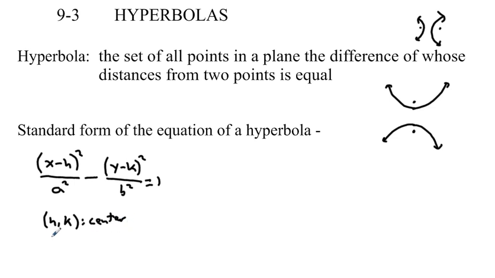Like we saw with an ellipse, a will tell you the stretch in the horizontal direction. So basically, because a is under the x, it gives you the stretch in the x direction, which I'll write as the horizontal stretch. b, because it's under the y, will give you the stretch in the y direction, or the vertical stretch.